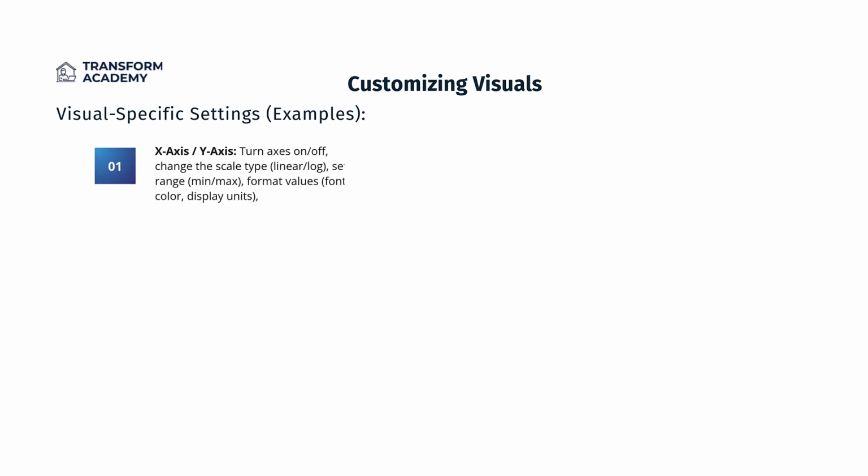Visual-specific settings. Examples. X-axis and Y-axis. Turn the axis on or off. Change the scale type, linear or log. Set the range, min or max. Adjust formats, font, color, and display unit. Customize axis titles. Legend. Turn it on or off. Change the position: top, bottom, left, or right. Customize the title and text formatting.